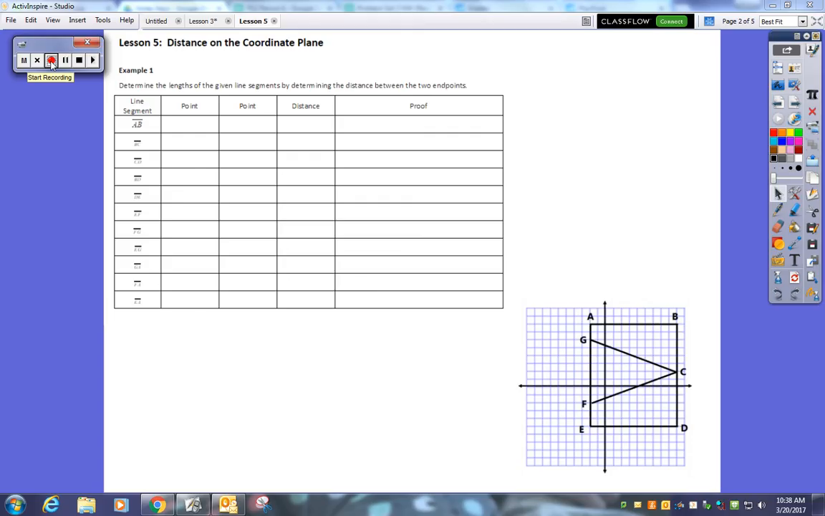Okay, so today we are going to be working on Lesson 5, Distance on the Coordinate Plane. The beginning of the lesson is a review of how we can find the distance between 2 points on the coordinate plane using their ordered pairs. So in the table, you'll notice that each one is listed as a line segment. So the first one is line segment AB. So they want us to find the distance between point A and point B.